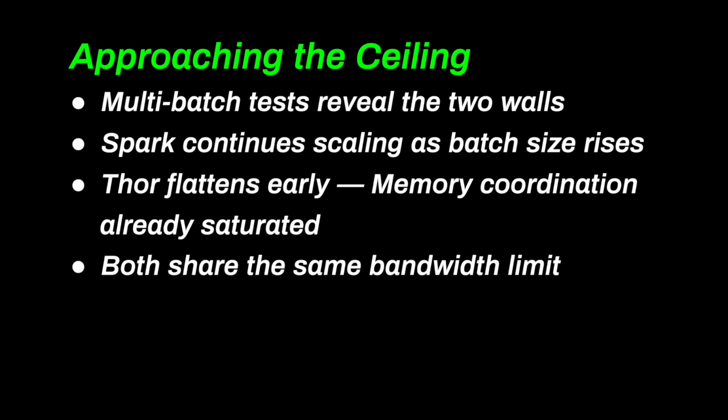When we plot multi-batch throughput, the pattern is clear. As batch size rises, Spark keeps climbing. Its unused compute units light up and throughput scales. Thor flattens early. Its GPU is already saturated at small batches. Both systems share the same bandwidth ceiling, but only Spark has enough headroom to keep approaching it.